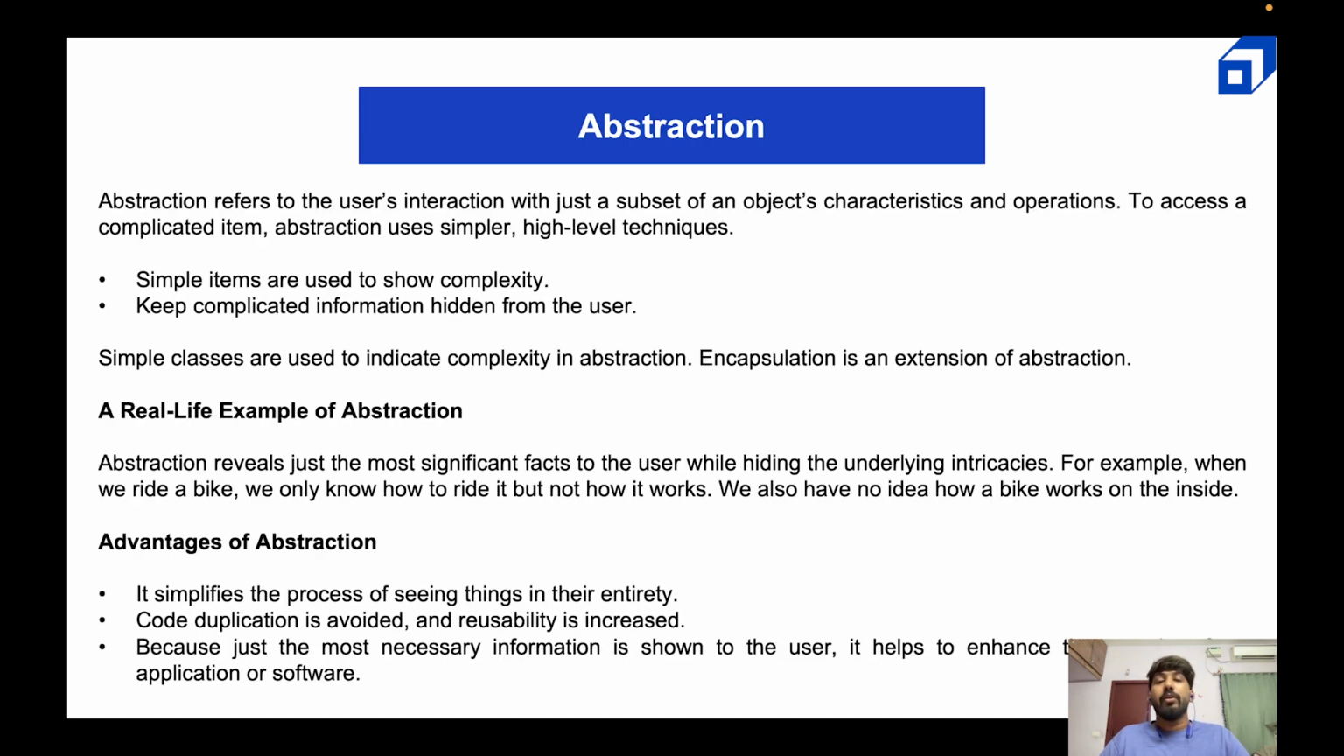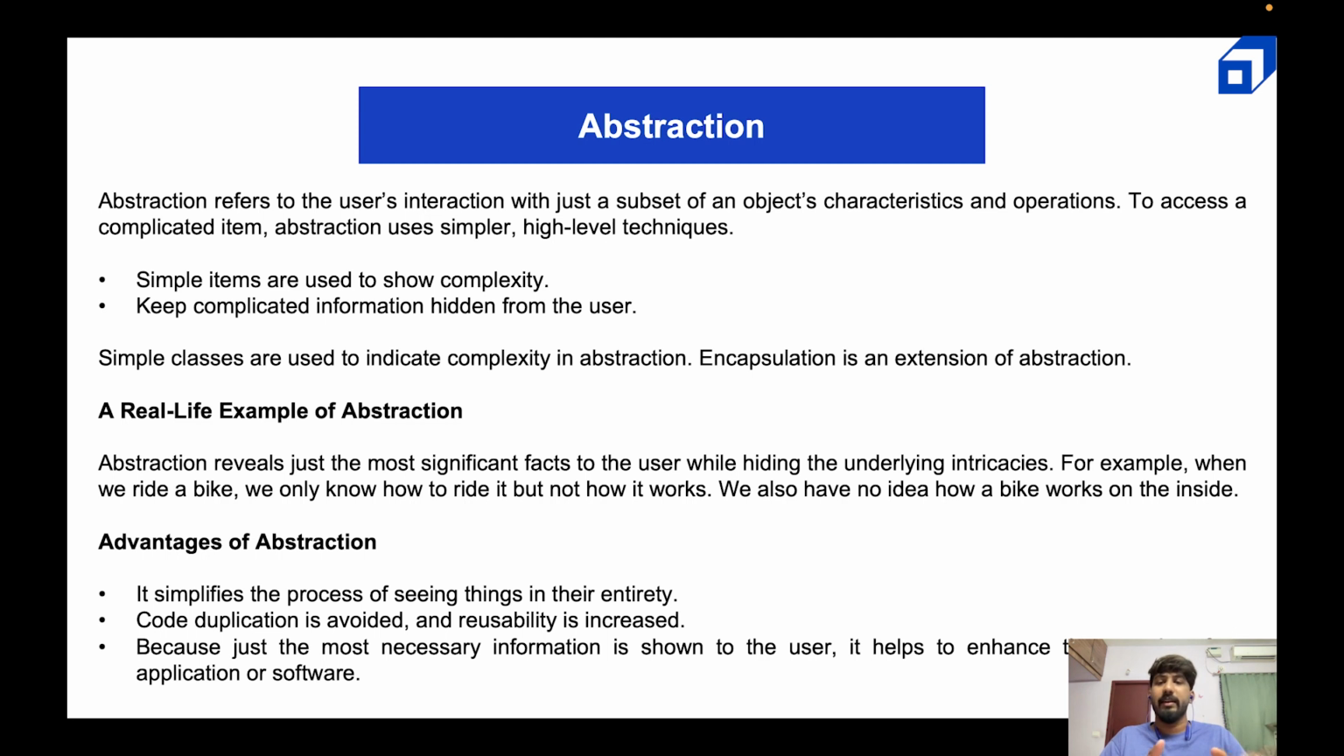Coming to the next one, which is abstraction. Abstraction refers to the user's interaction with just a subset of an object's characteristics and operations. To access a complicated item, abstraction uses simpler high-level techniques. Simple items are used to show complexity, keeping complicated information hidden from the user. So very simple things can be shown as complex things in the code, right?